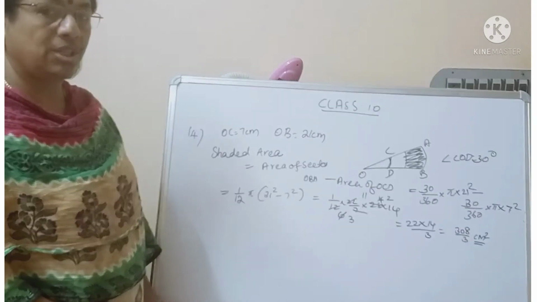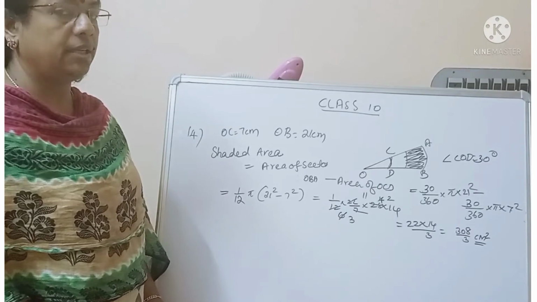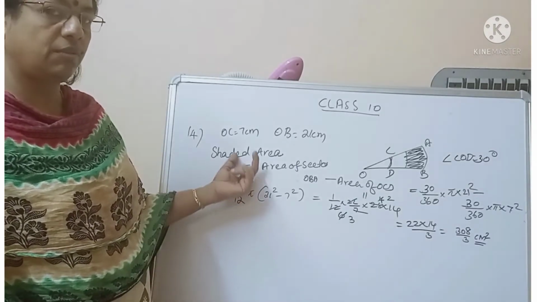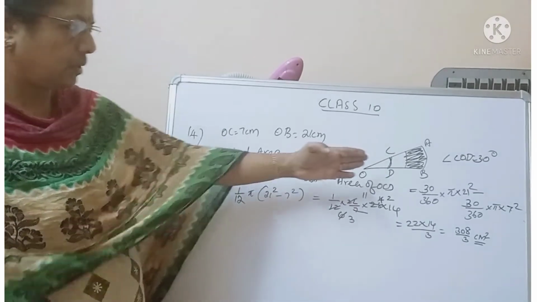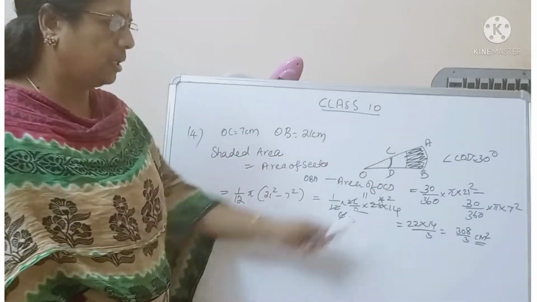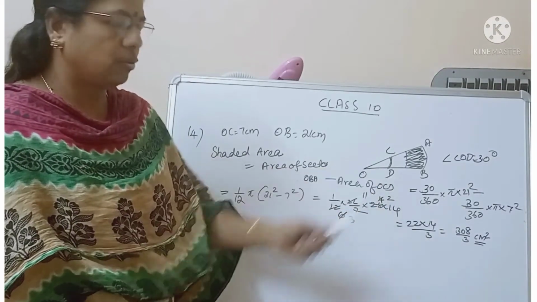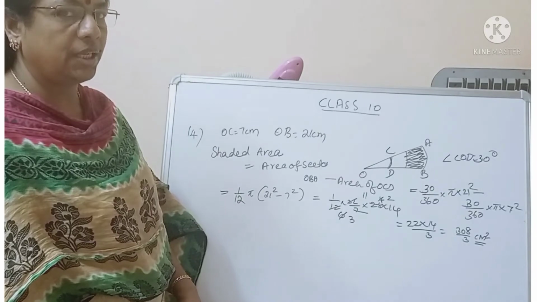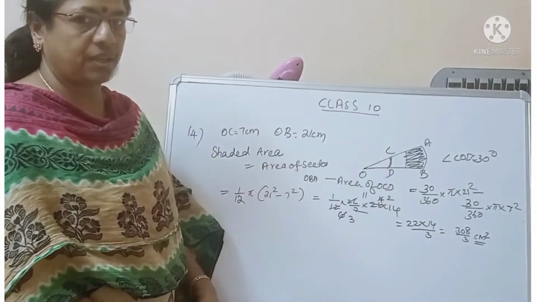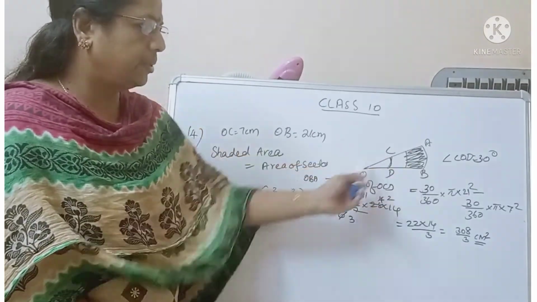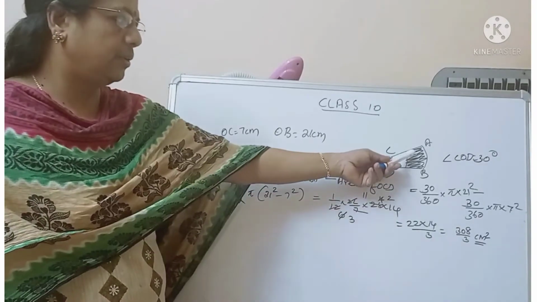Let us look into the last exercise of the chapter Area Related to Circles. That is the 14th question from that exercise. Here, this is the figure given, and we can see two sectors, and the lengths of OD and OB are given. Since OD is the radius of the smallest sector and OB is the radius of the outer sector, we want to find the area of this shaded region.